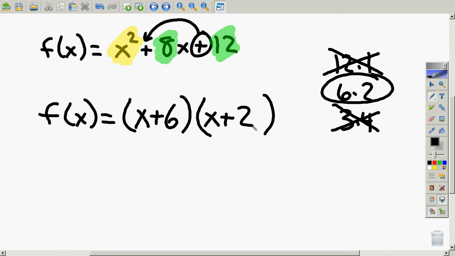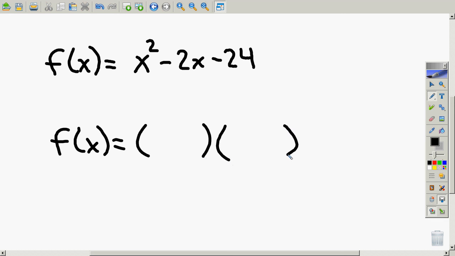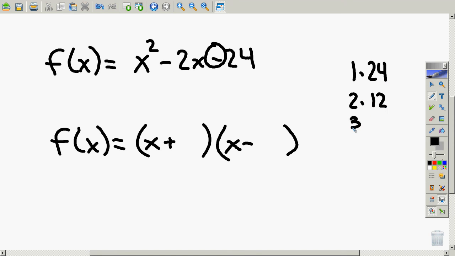There's another example like this, same idea. If we want to write it in factored form, we're going to write the two linear components. We see the x squared, so we can write the x and the x. This is our indicator that tells us these two signs are going to be different. So right away we can put in a plus and a minus. And then we can think, what times what is 24? 1 times 24, 2 times 12, 3 times 8, 4 times 6, and I think we're going to start repeating then.